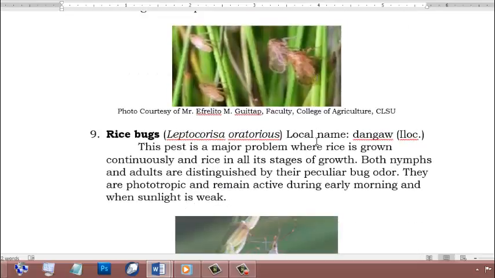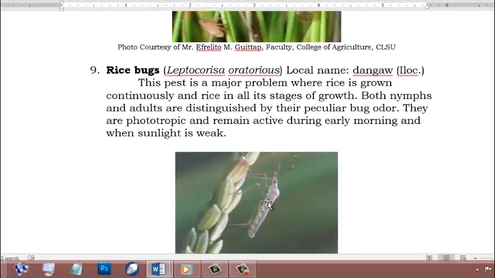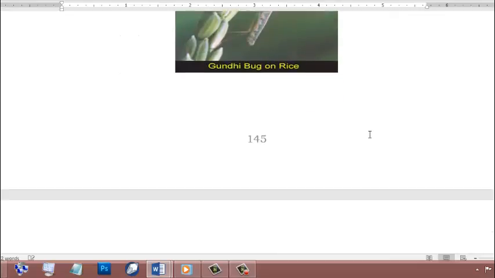Then next, we have the rice bugs here. Sometimes, if you can hold that one, it's not good in odor. The rice bug, or dangaw in Ilocano, is a major problem where rice is grown continuously and attacks rice in all its stages of growth. Both nymphs and adults are distinguished by their peculiar bug odor. They are phototropic and remain active during early morning and when sunlight is weak.